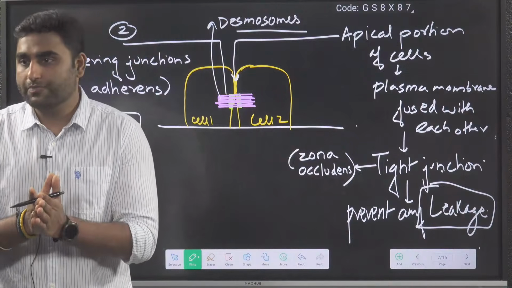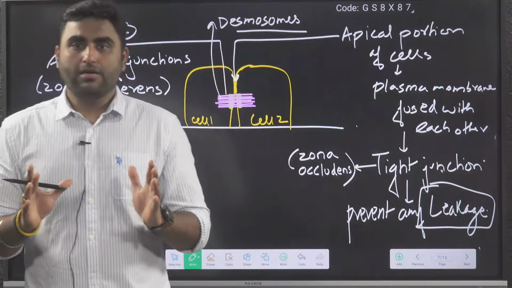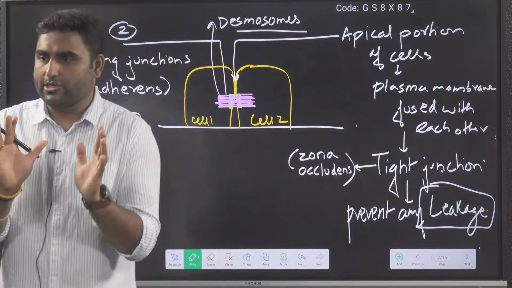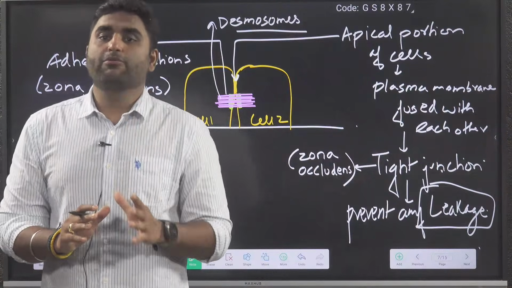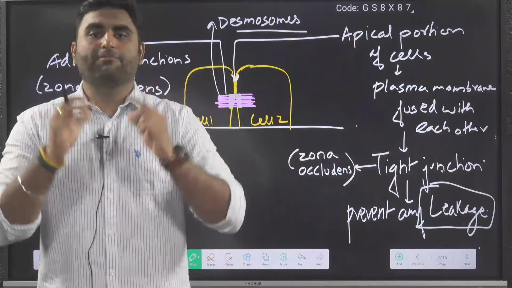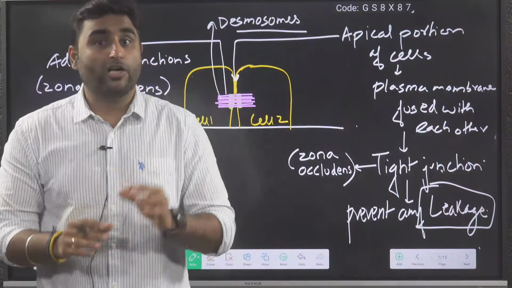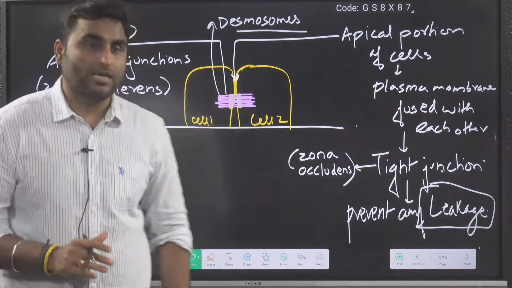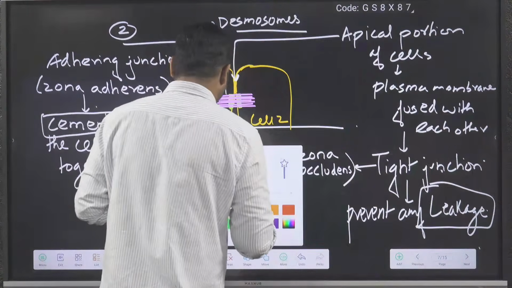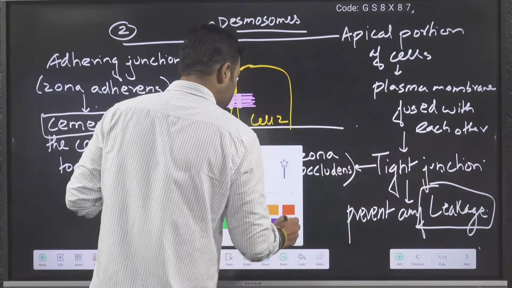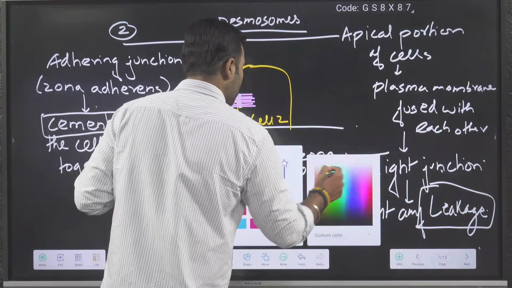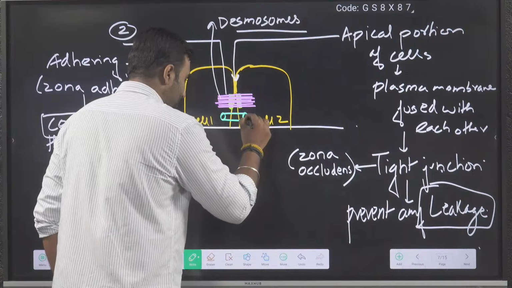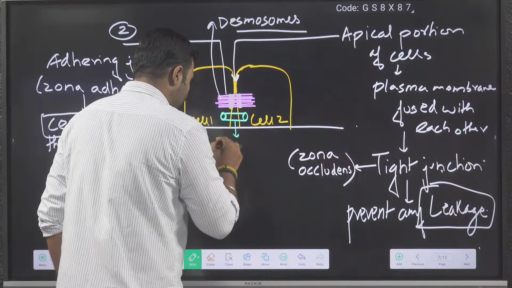Now last will be the gap junction. Now we need some communication also, yes or no? For that communication, we have a tunnel-like protein called connexons. Connexons are tunnel-like proteins. I will show that. Like this, tunnel-like proteins are there, which are called connexons.